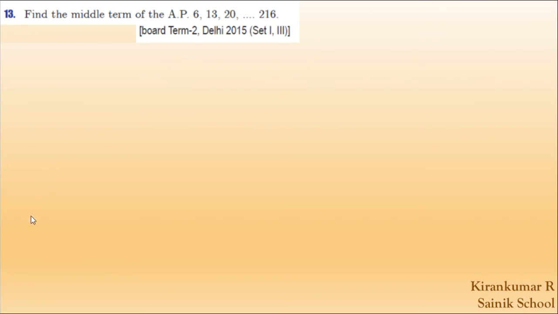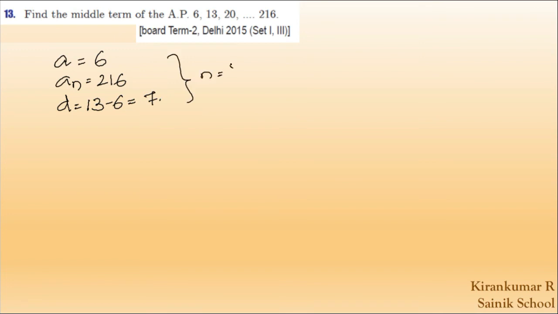A similar type to the previous question, we need to find the middle term of the arithmetic progression. So the value of a is positive 6, the nth term is 216. The common difference is the second term minus the first term, which is 7. From this, we will find the value of n. Then we will check whether n is an odd number or an even number. Then we find the median.